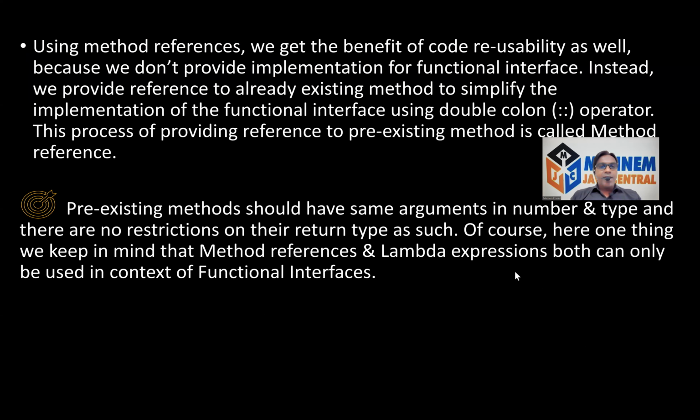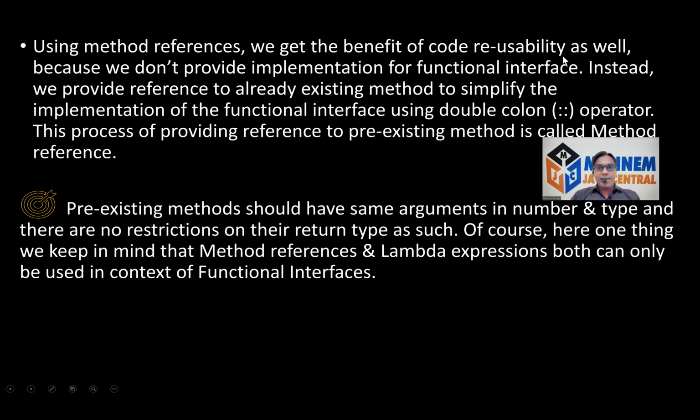That's it. But using method references, we get the benefit of code reusability as well, because we don't provide implementation for the functional interface. Instead, we provide references to an already existing method to simplify the implementation of the functional interface using the double colon operator. This process of providing a reference to a pre-existing method is called method references. I think you understand what I have written here. This statement tells us that using method references, we get the benefit of code reusability.